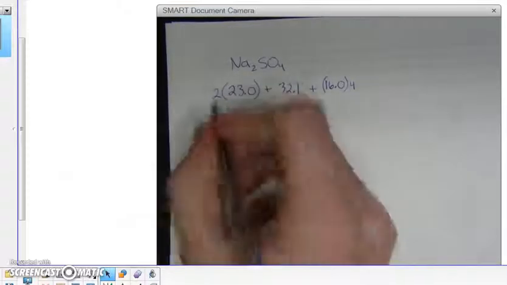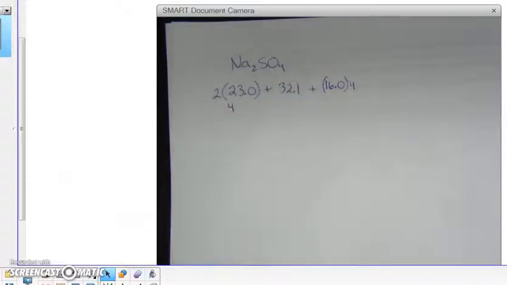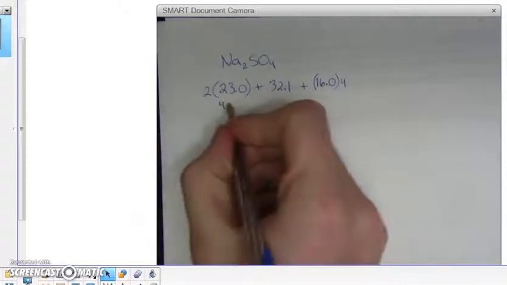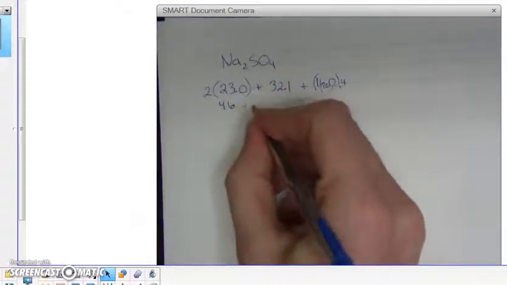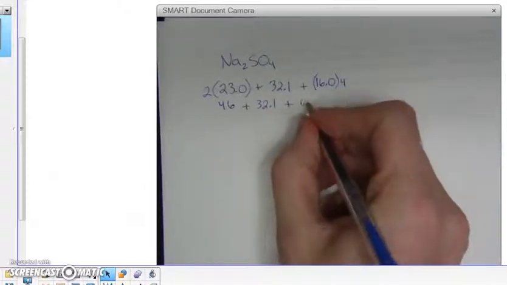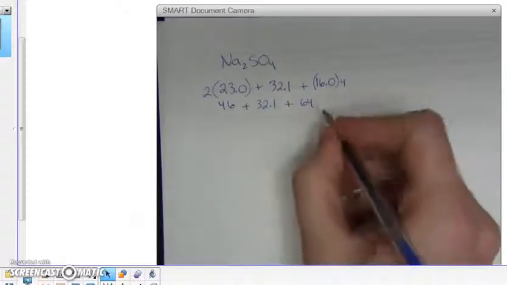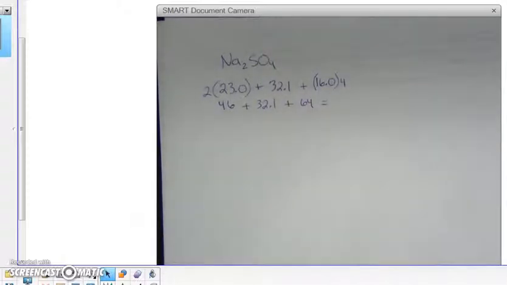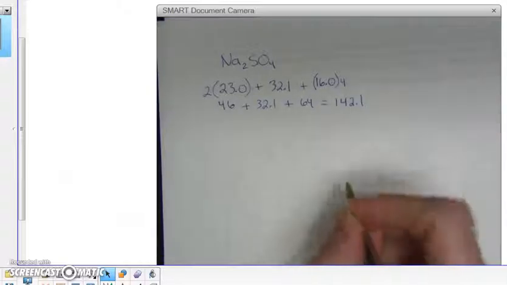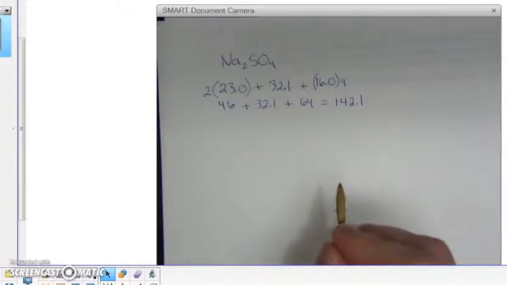So then 2 times 23, I type it in my calculator, which I should always bring to class if I'm taking chemistry, is going to be 46 plus my 32.1, and then 16 times 4 is 64. And I plug it in, I add them all up, so we got 64 plus 32.1 plus 46, and that equals 142.1. Really, that's my molar mass.